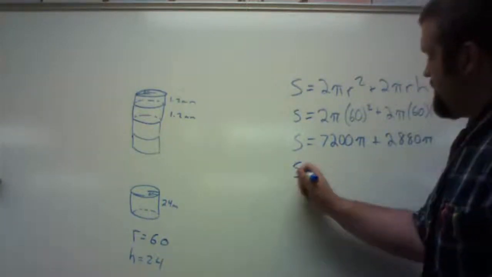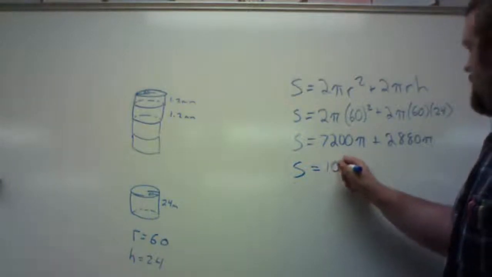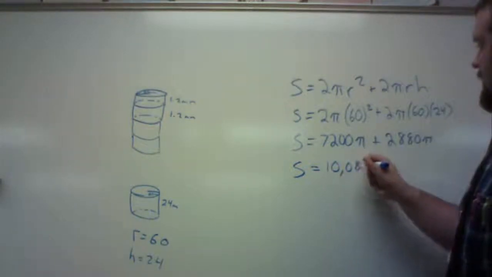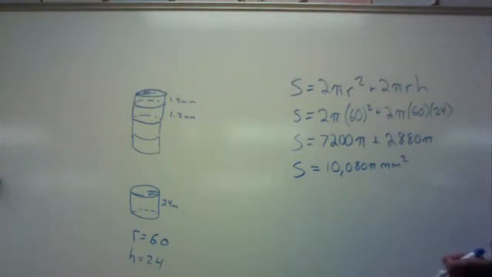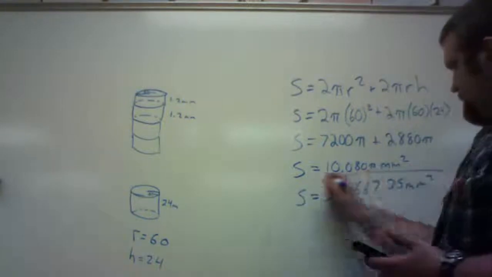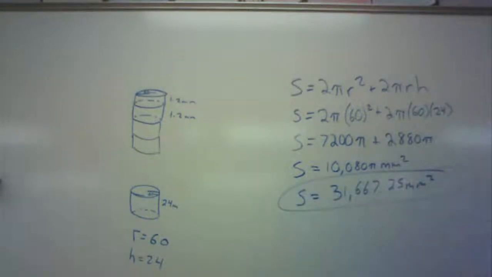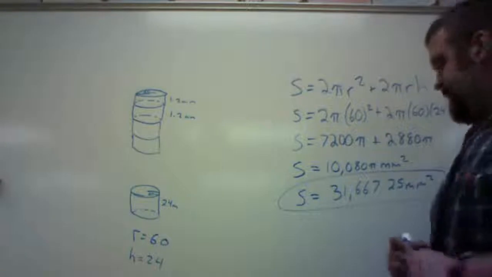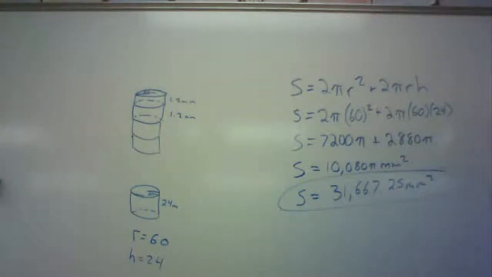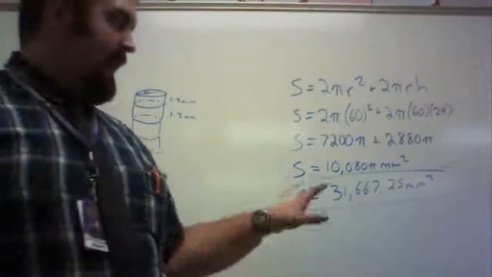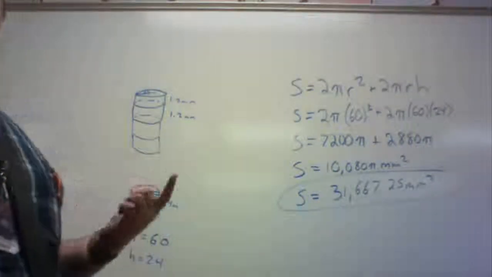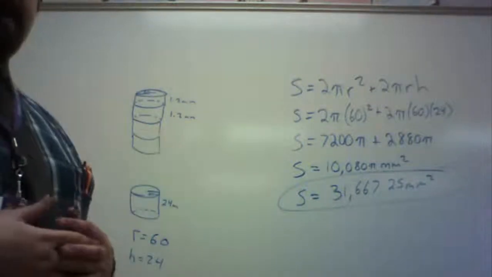Add those two together, the surface area ends up being 10,080 pi millimeters squared. Or, when I plug it into my calculator, now it's not exact, it's rounded, it ends up being about 31,667.25 millimeters squared. And there we go. That's how much shrink wrap I would need. Now, if I knew how much it costs per millimeter squared or per meter squared, I could then do more calculations to find out how much it would cost me to shrink wrap this set of 20 discs.